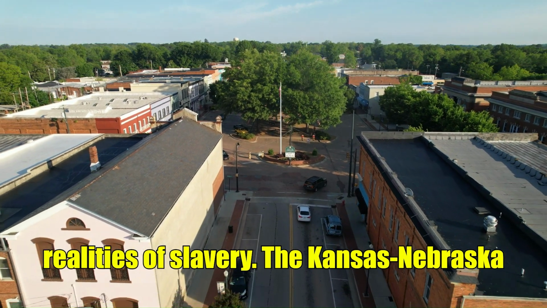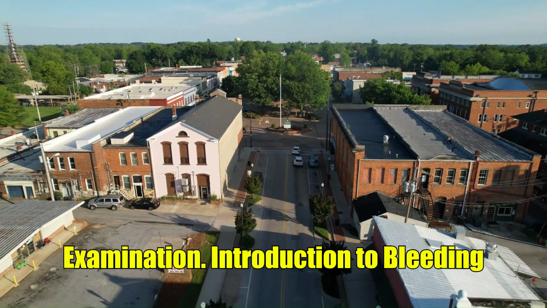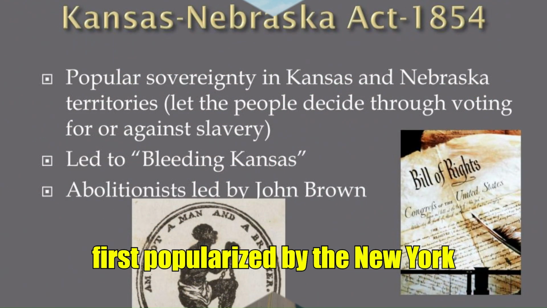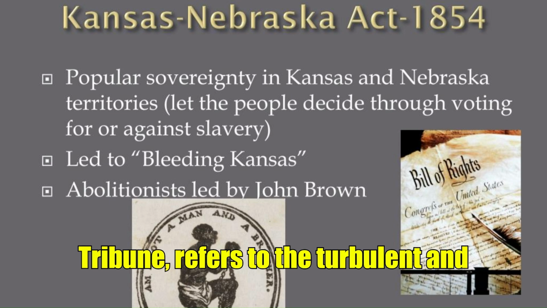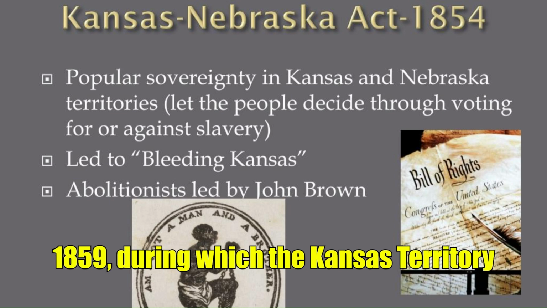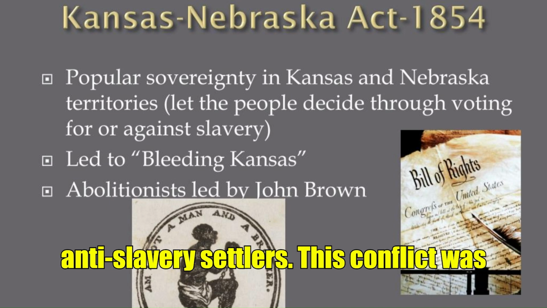The Kansas-Nebraska Act and Bleeding Kansas: A detailed examination. Introduction to Bleeding Kansas. Bleeding Kansas, a term first popularized by the New York Tribune, refers to the turbulent and violent period between 1854 and 1859, during which the Kansas Territory became a battleground for pro-slavery and anti-slavery settlers.